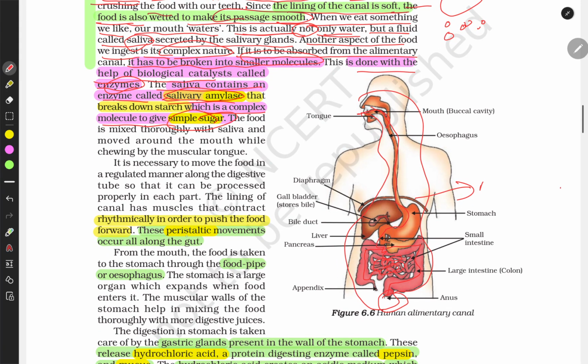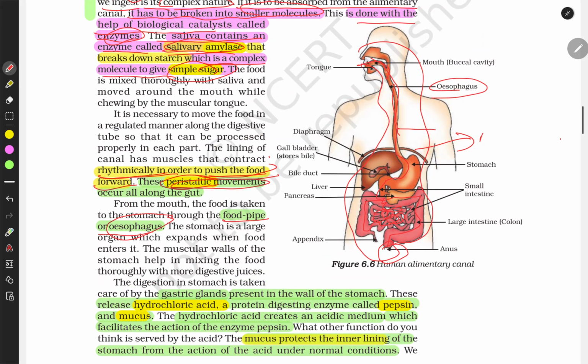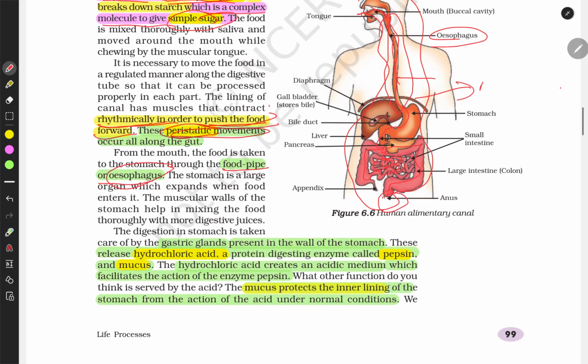The food goes down through the food pipe, which is called the esophagus, by a rhythmic movement, and that rhythmic movement is called peristaltic movement. This peristaltic movement pushes the food forward. The food pipe is also called the esophagus. This is the esophagus.